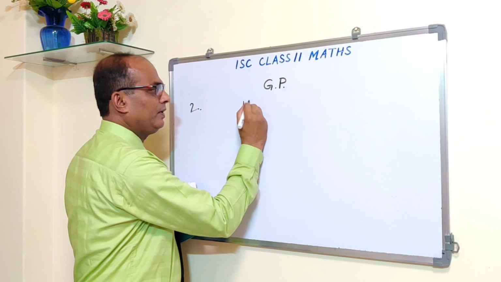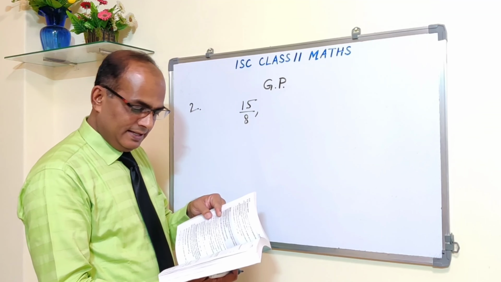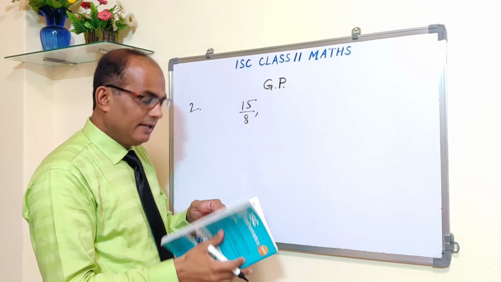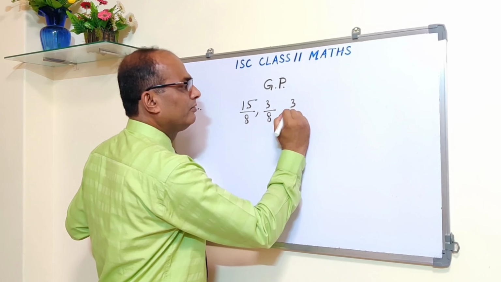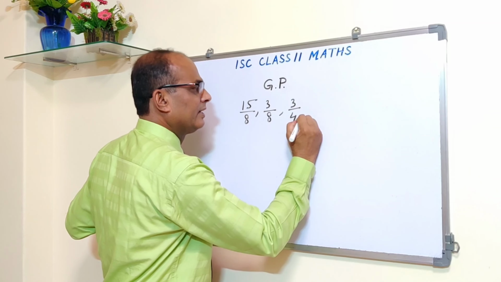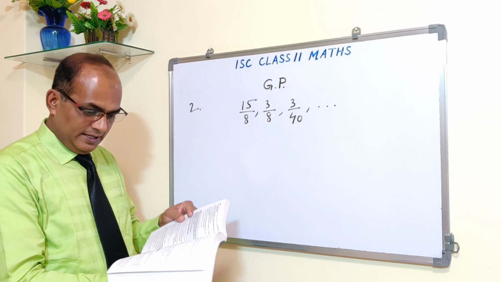The GP is 15 upon 8, and 3 upon 8, and then I guess 3 upon 40. Let me check. 3 upon 40 and so on. Yeah, this is the GP, and we have to find out Tn, nth term, not 7, 8, 9, not that. Nth term we have to find out. Tn. That means the answer will come in terms of n. Alright, okay, so your question is find out Tn.